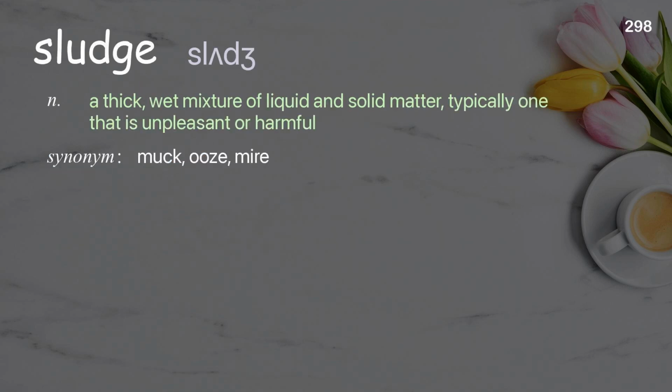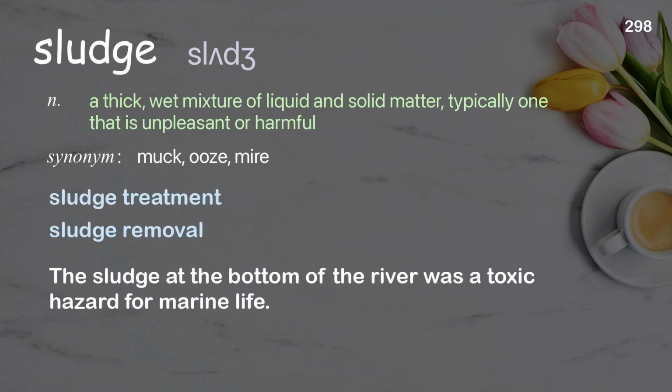Sludge. A thick, wet mixture of liquid and solid matter, typically one that is unpleasant or harmful. Examples: sludge treatment. Sludge removal. The sludge at the bottom of the river was a toxic hazard for marine life.